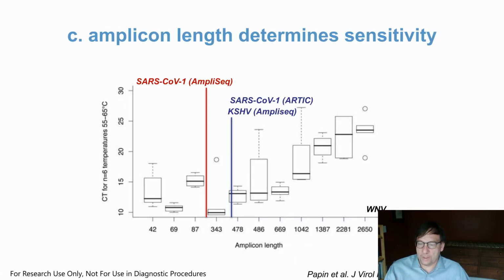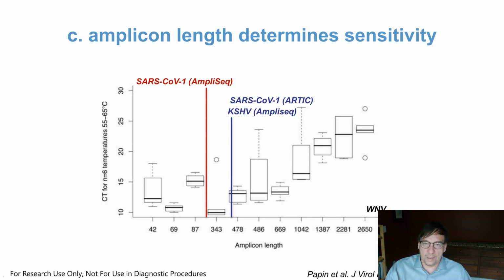This is again from an older paper where we systematically tried to correlate the amplicon lengths with the CT values at the same temperatures. And you can see that up to about 669, PCR performance is roughly the same. And then if you go into amplicons that are larger than 600 base pairs, you see a linear relationship as the PCR performance drops out under these conditions.